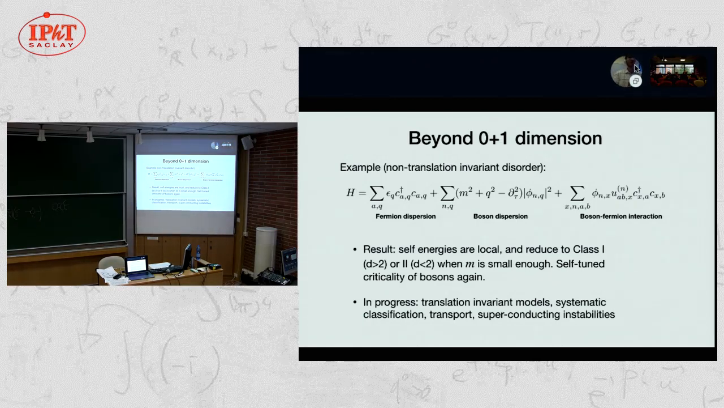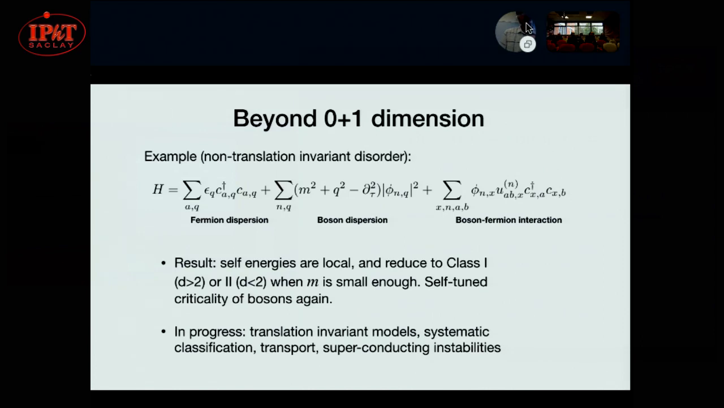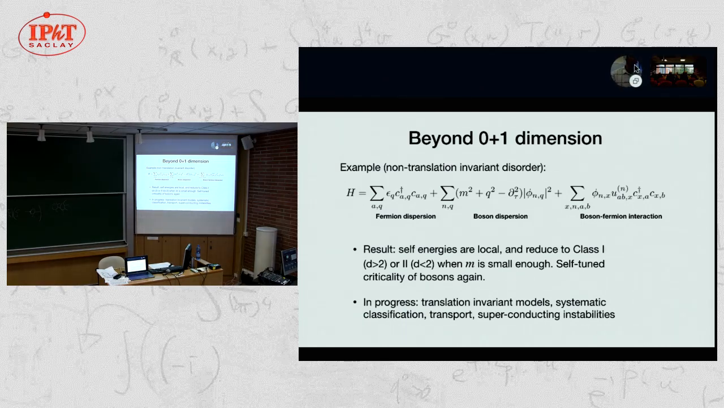You have a boring phase where the bosons are gapped out, and then if the bosons are light enough, you have a critical phase where you have soft bosons. So we are also looking at the translation-invariant versions of such models, and we are trying to perform a systematic classification. The motivation is that the boson can have really different physical meanings. It can be either a phonon, or some kind of order parameter of superconductivity. That will dictate how it couples to the fermion.